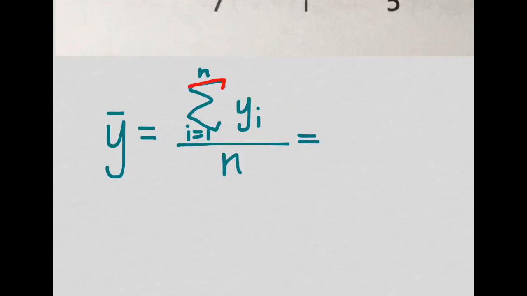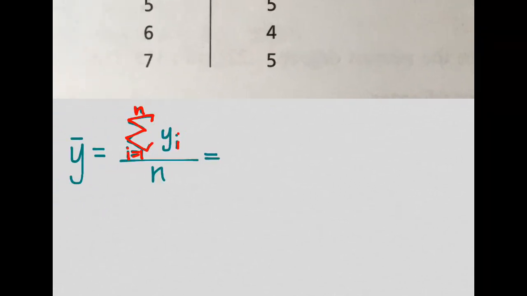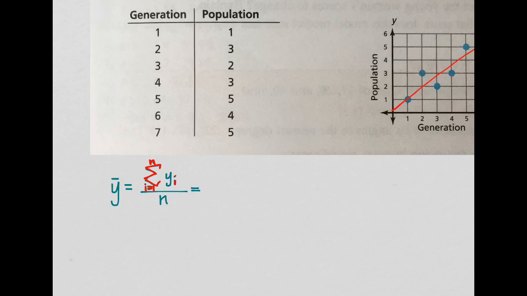And this here is the sigma, which represents the sum of all numbers from when i equals 1, okay? And so this is our first value. All right, so it's just really crazy language to say, let's add them all up. So let's see what numbers we have. We have 1 plus 3 plus 2 plus 3 plus 5 plus 4 plus 5.